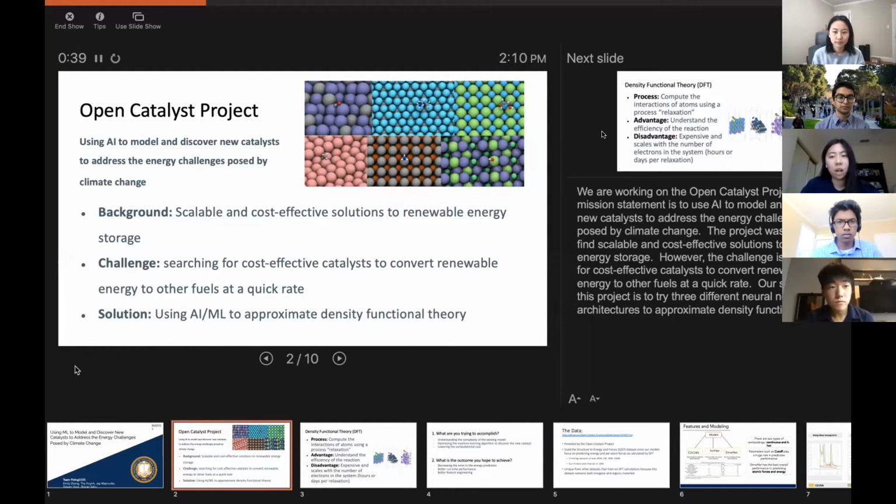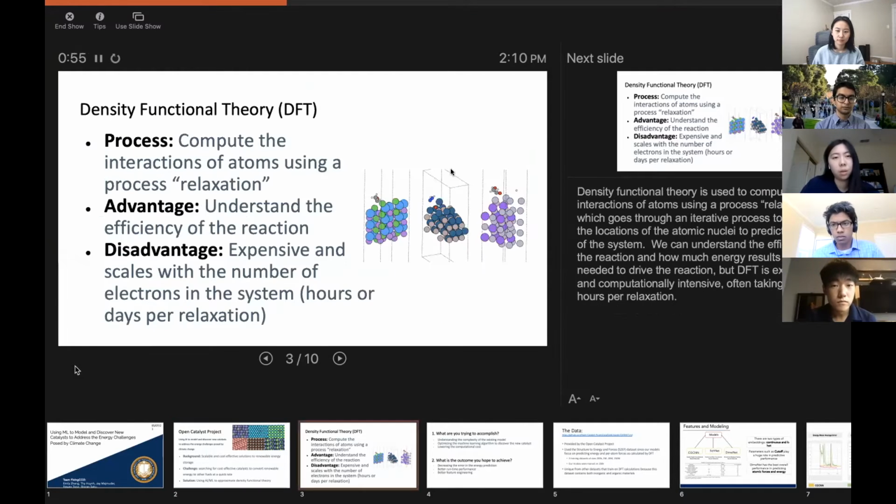But we have a challenge, which is searching for cost-effective catalysts to convert renewable energy to other fuels at a quick rate. And our solution that we are trying to approach in this project is trying 3 different neural network architectures to approximate density functional theory, which I'll explain a bit more.